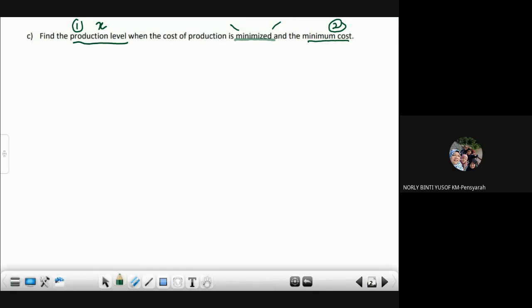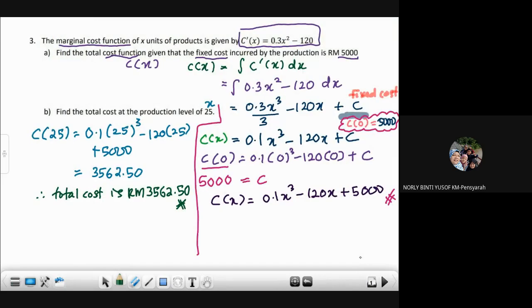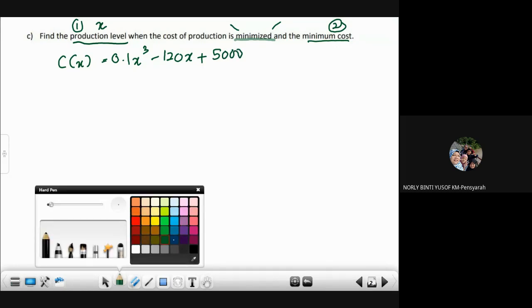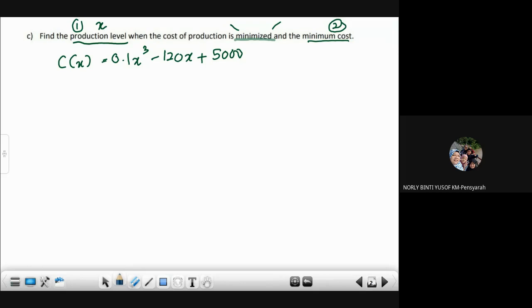So you dah ada cost function, cost function in terms of C(x) that you find in A. So kita tulis dulu C(x) kita, 0.1x power of 3 minus 120x plus 5,000. Since that you want the cost being minimized, that means the concept of differentiation equals to 0. Macam mana you cari stationary point, so the dy/dx equals to 0.